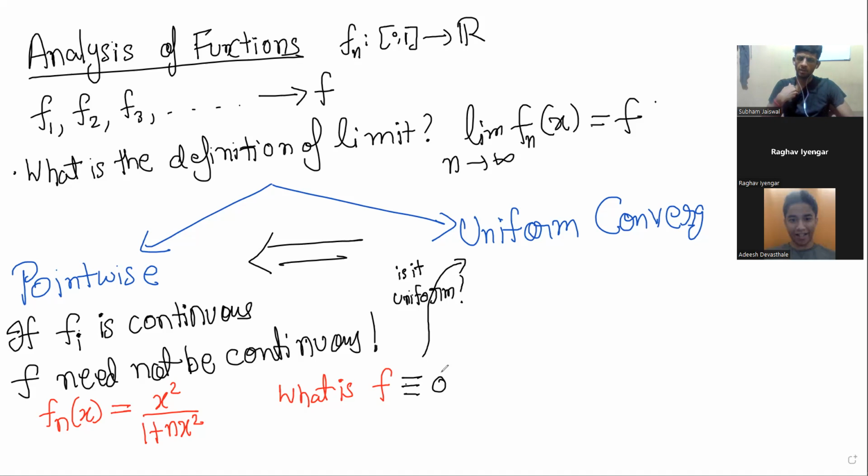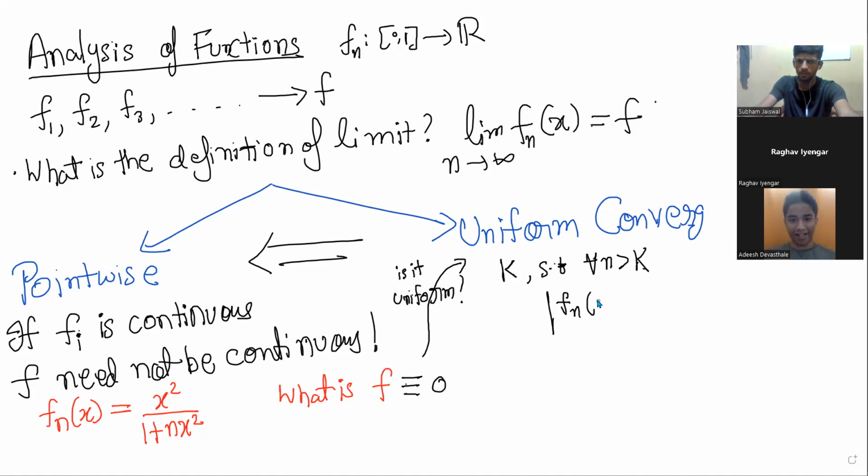So in order to prove uniform convergence, the condition is that we have to find a k such that for all n greater than k, we satisfy mod of fn of x minus f of x is less than epsilon. Right.